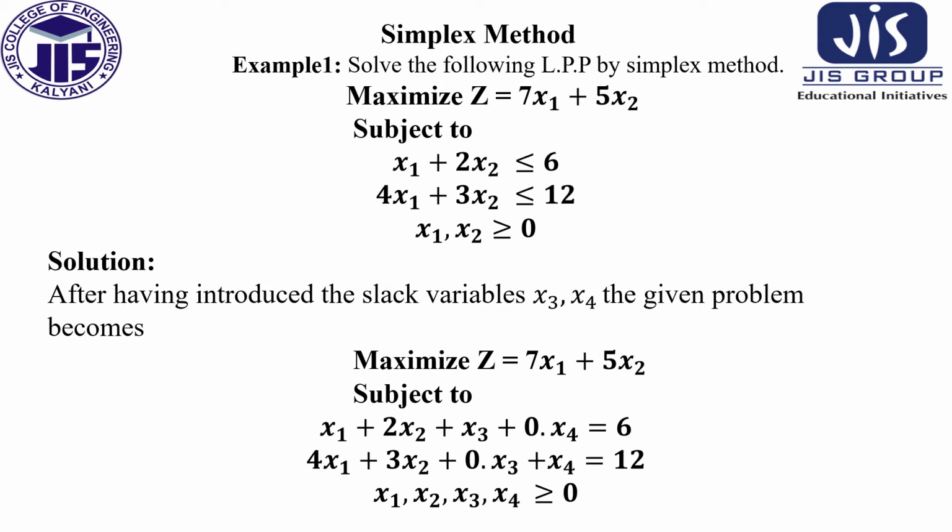We know if we multiply 0 with anything, this is 0. The same thing we have done for the second constraint also, because for the second constraint x4 is the slack variable, so x3 is not required, so that's why we multiply it with 0 into x3. So all the decision variables and the slack variables will be greater than or equal to 0.